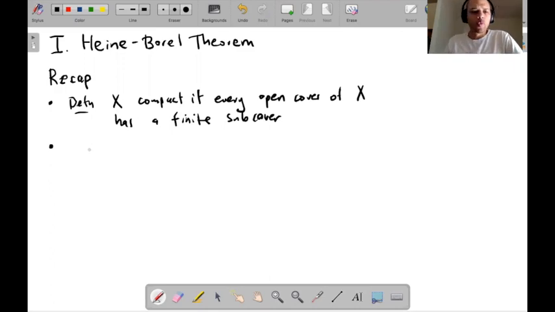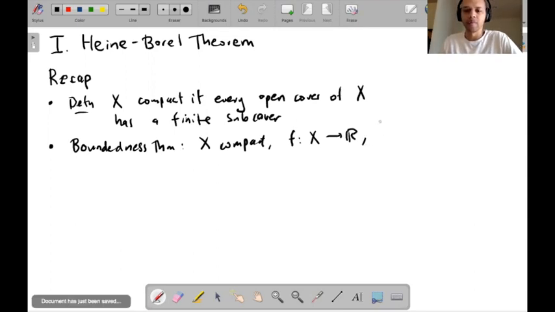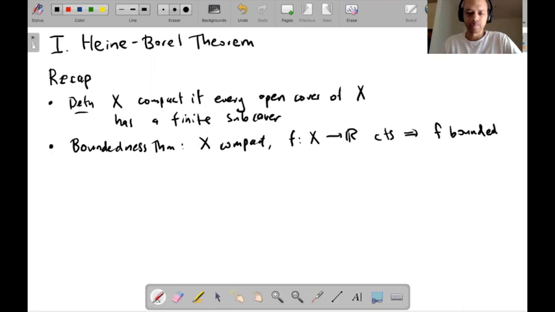And well, one of the reasons we like compact spaces is because of the boundedness theorem, which we proved last week, which says that if X is compact and you have any continuous function from X to the real numbers, then this implies F is bounded. And moreover, achieves a maximum value.